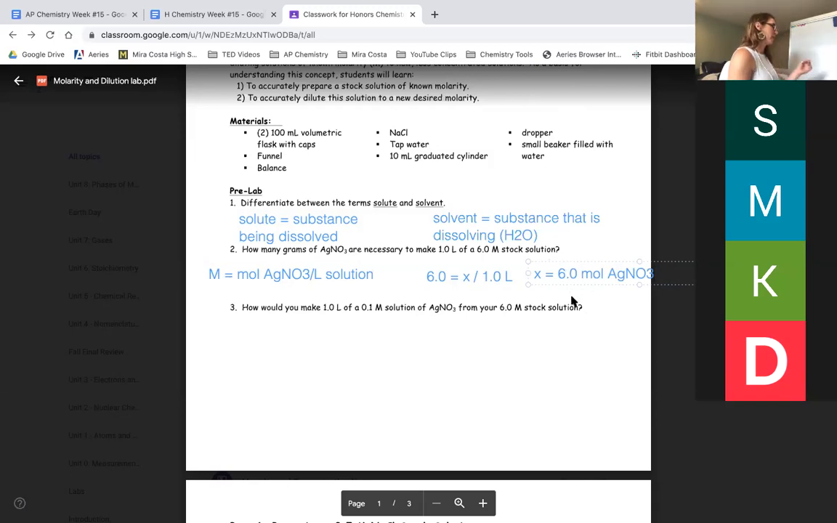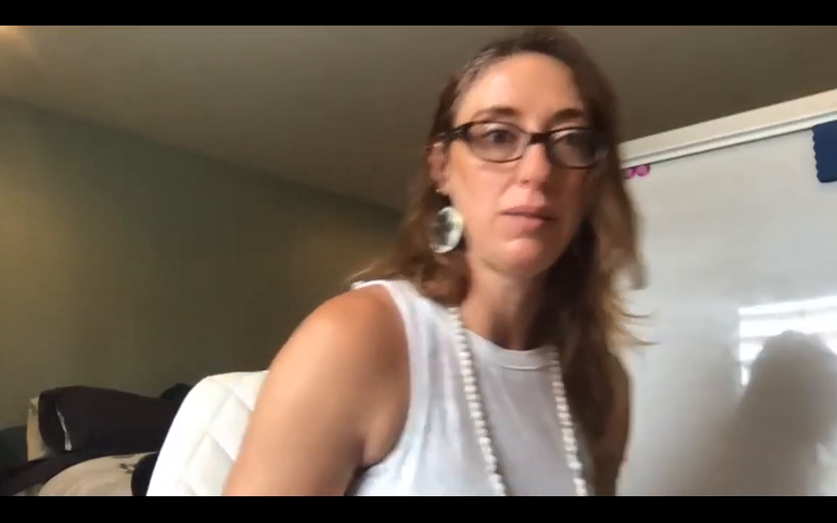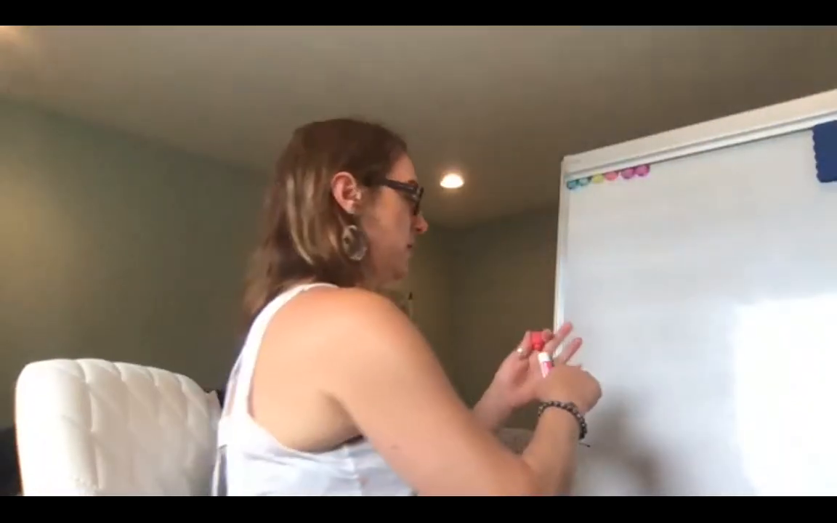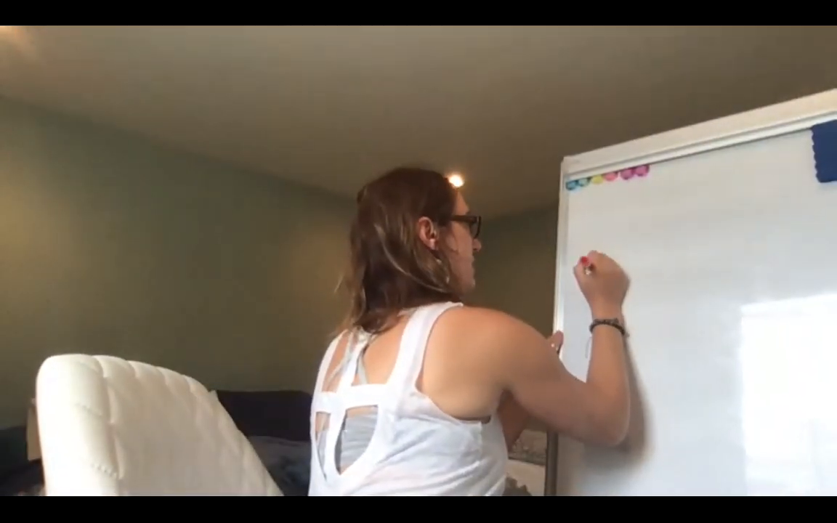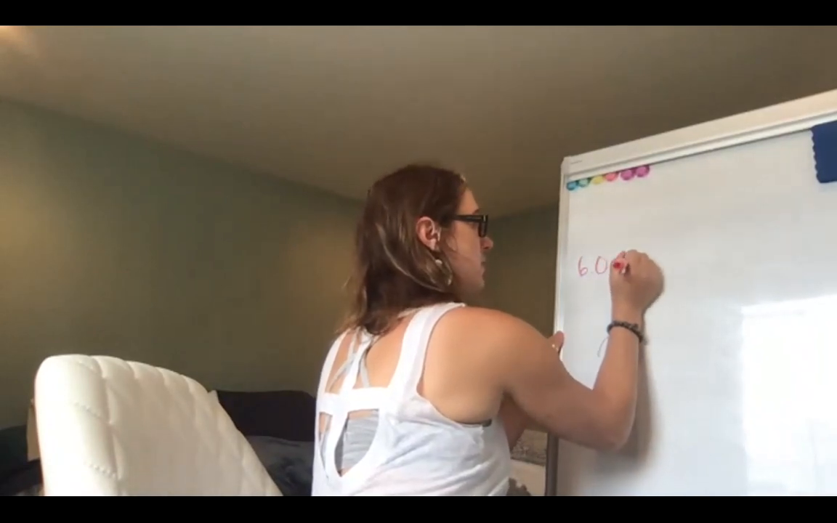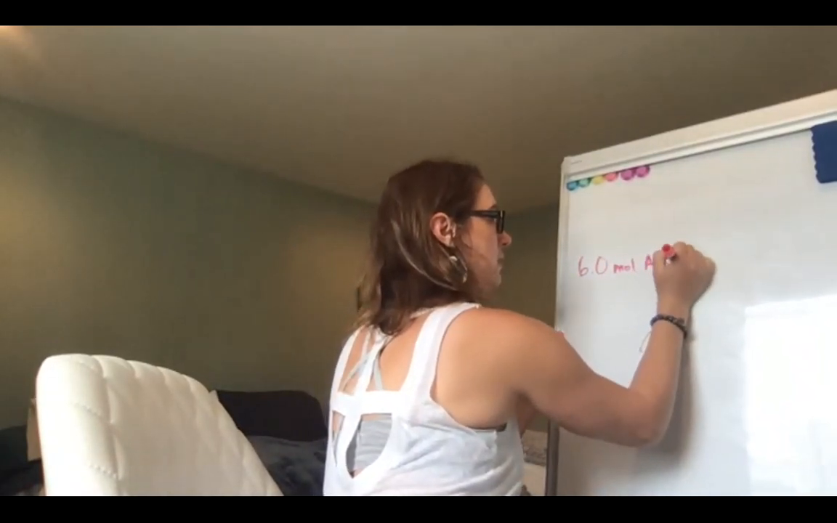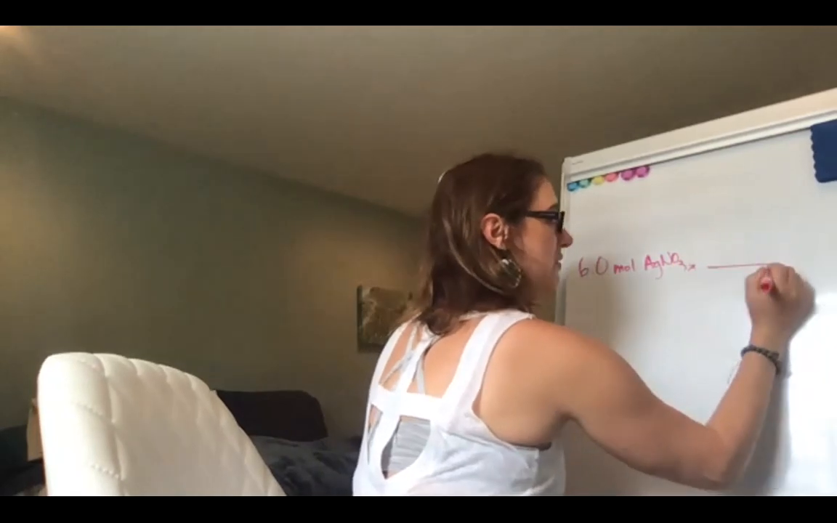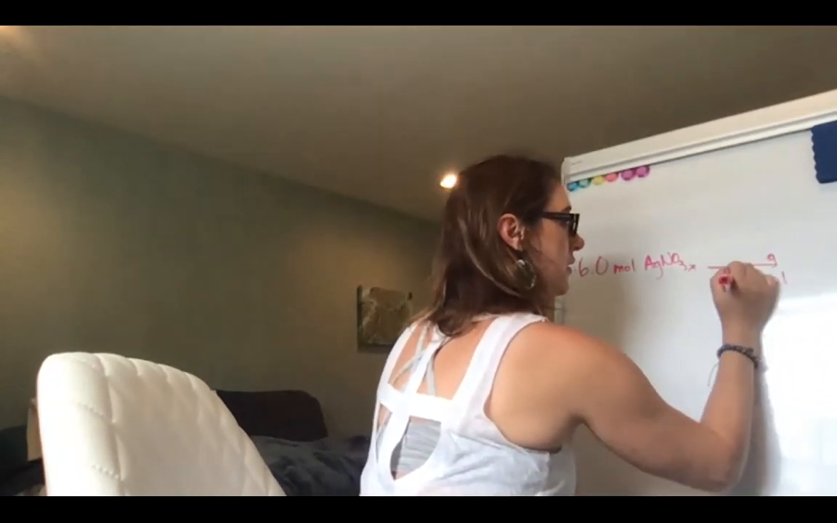So I'm actually running out of space here, so I'm going to use my board instead to work through this one. Maybe it'll be easier for you to see that way. So if I have to measure out 6 moles of silver nitrate, I've got to figure out the mass of that. So convert to grams.